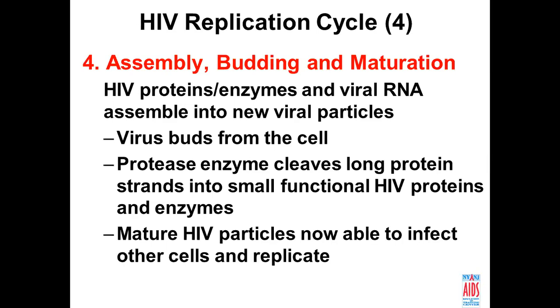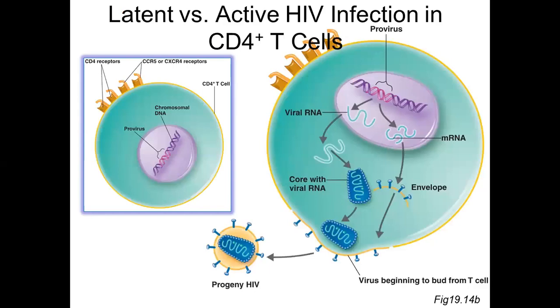In assembly, budding, and maturation, you should remember that the HIV protein enzymes and viral RNA assemble and they form new budding virus particles. The virus buds form from the cell. Protease enzyme cleaves the long protein strands into small functional HIV proteins and enzymes, and they get organized and form a mature HIV particle. Now they will be able to infect other cells and replicate.